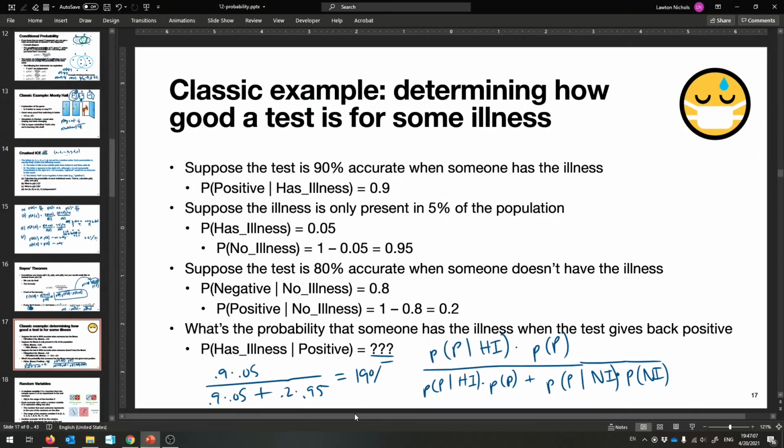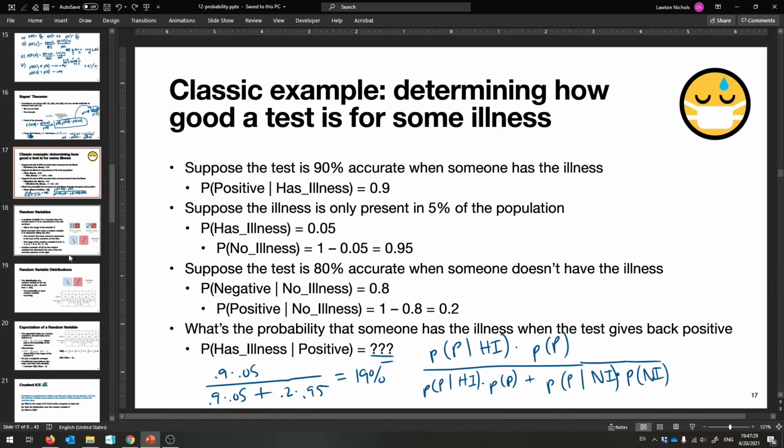19-ish%. So the probability that you have the illness given that your test came back positive is very small, actually. It has to do with the fact that it's a very uncommon illness. That kind of throws off your intuition, and this is a great example of Bayes' rule.